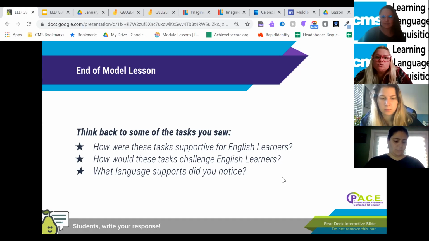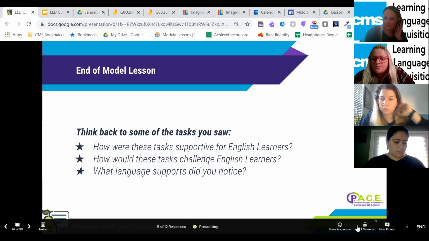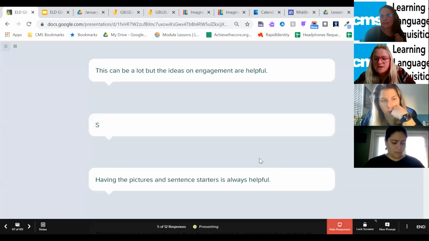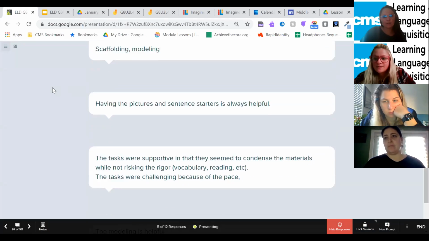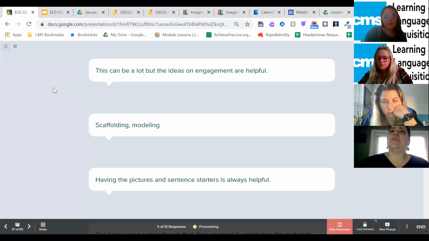But we want to make sure that this is rigorous material, and we know that we want to give all students access to that, and there's just ways to get them there through the supports. So that's just a little side note. But we can take a look at Pear Deck. We see it used with students all the time. They love it. It's a great way to engage them.